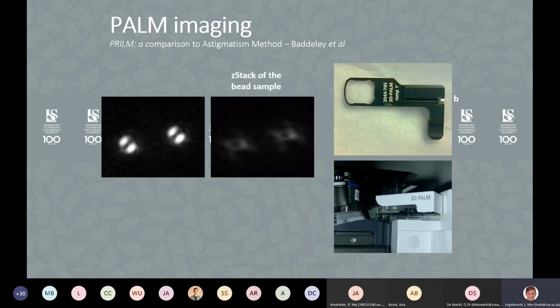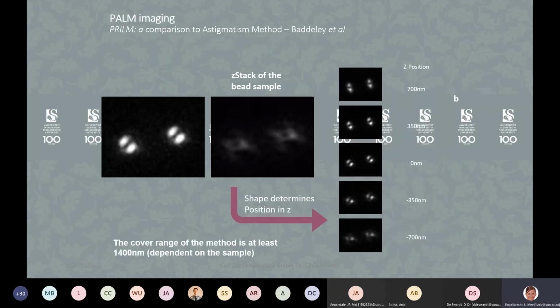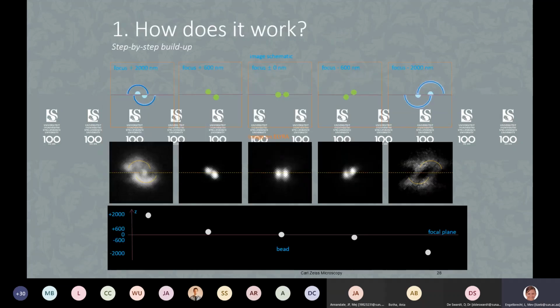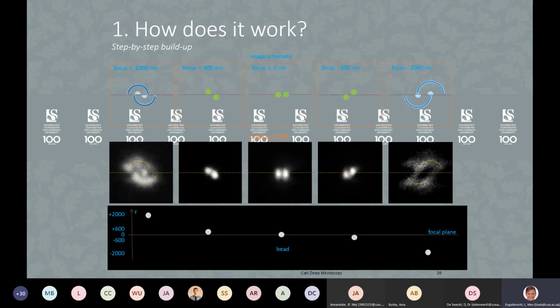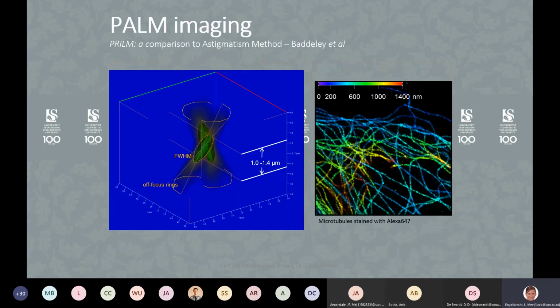And then if you take a Z stack, here on the right-hand side, the black one, they should change shape as they go through the Z stack. So you'll have, far above the focal plane at 700 nanometers, this type of shape, and all the way below 700 nanometers you would have this type of shape. Eventually you can draw a standard curve of what it should look like at different levels above and below the focal plane. And then this is like the new point spread function, as I said.